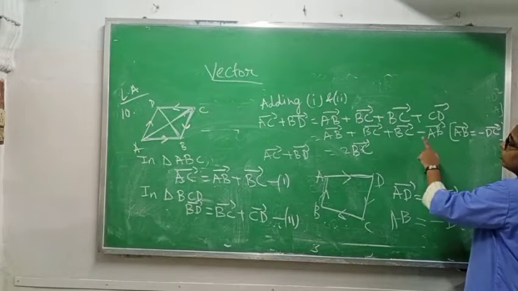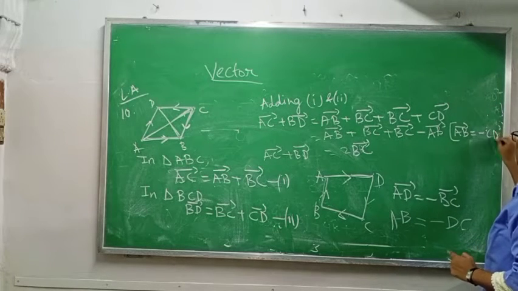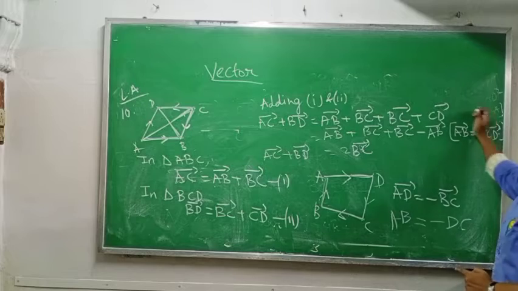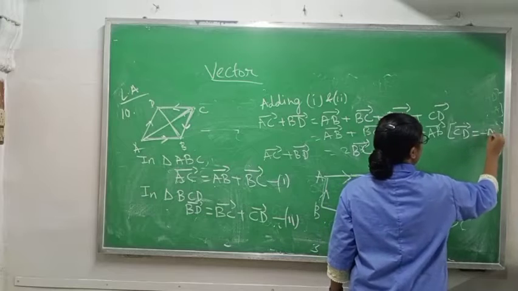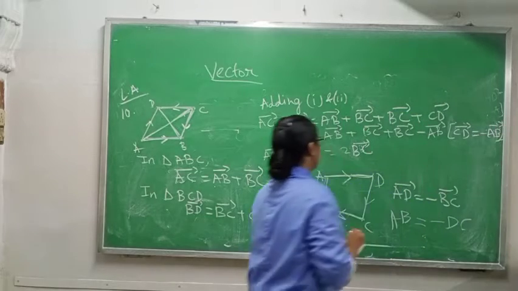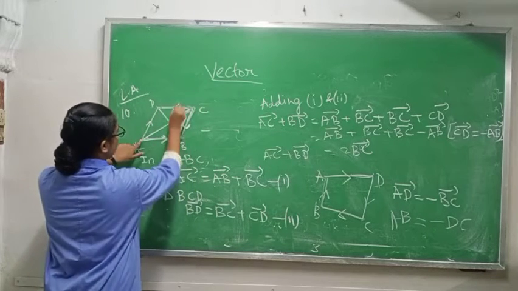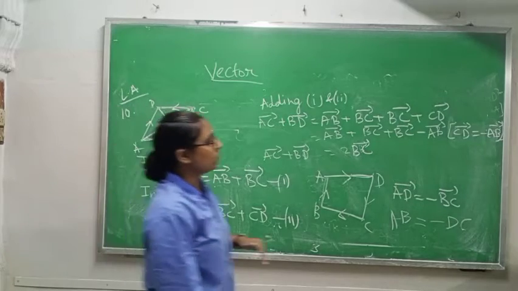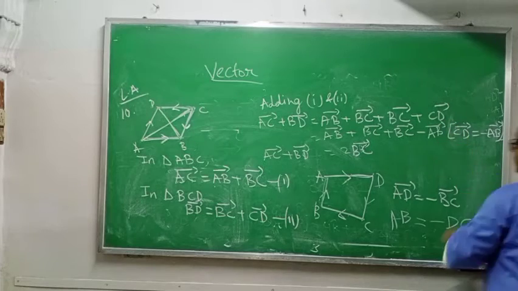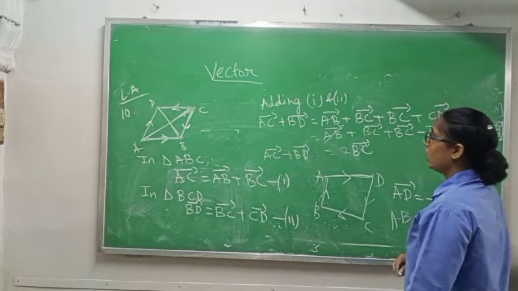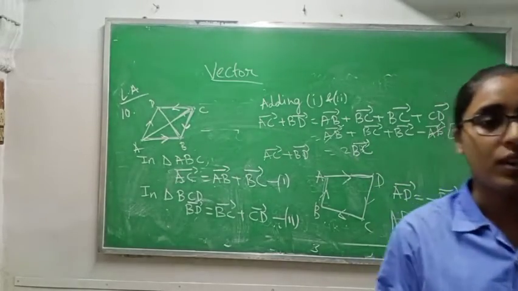How will I remove it? We know that CD vector is equal to minus AB vector. Why? Because I told you, where is CD? CD is this and AB is this, so they go in opposite directions. So in place of CD I can write minus AB. Now AB vector minus AB vector will cancel out and you will get AC vector plus BD vector equals 2BC vector. So first part proved.